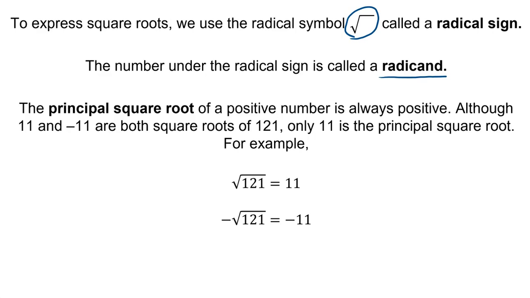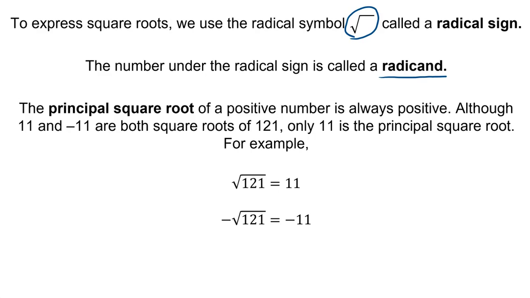Now remember, there are two square roots of every positive number, one that's positive and one that's negative. The principal square root is the positive square root. So if you hear me say, find the principal square root of a number, we're only looking for the positive square root of that number, not the negative one. So although 11 and negative 11 are both square roots of 121, only 11 is the principal square root.